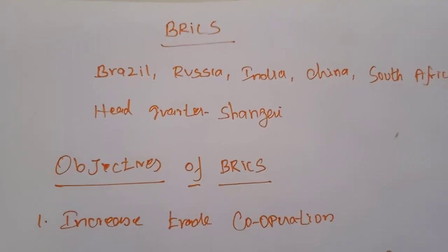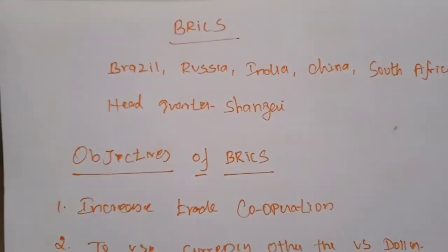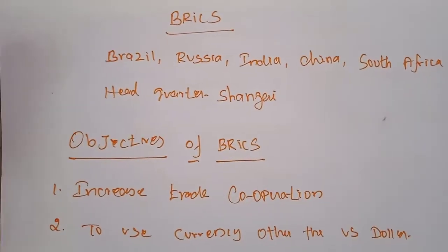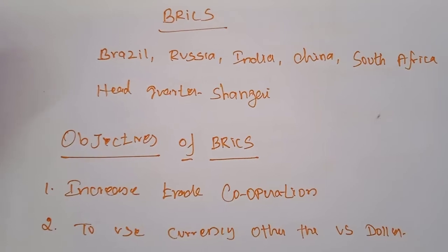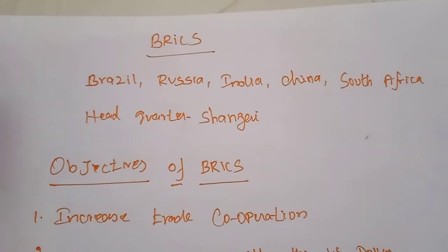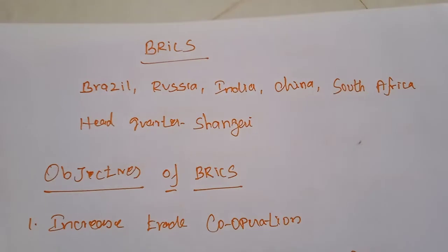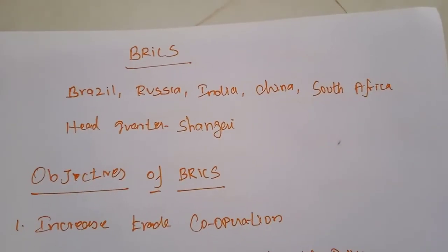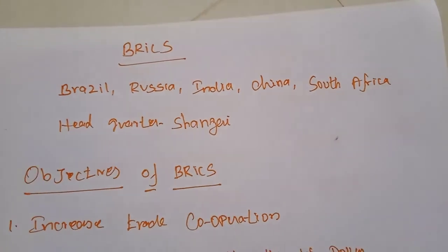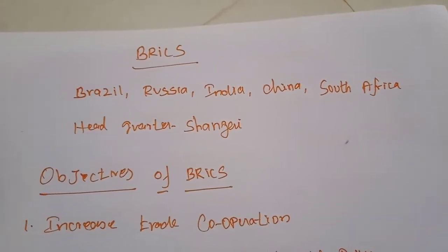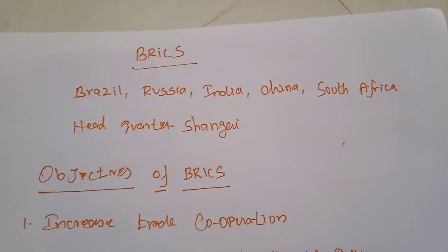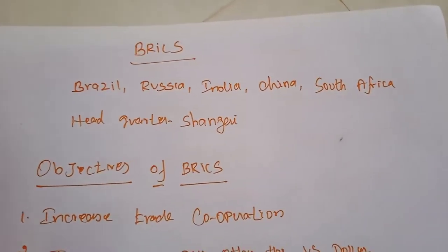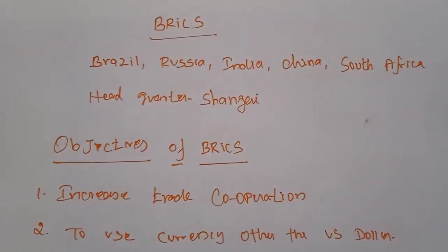So BRICS is the acronym for an association of five major emerging national economies. The B is from Brazil, R from Russia, and India, China and South Africa. The association of five major emerging national economies only is considered as BRICS.